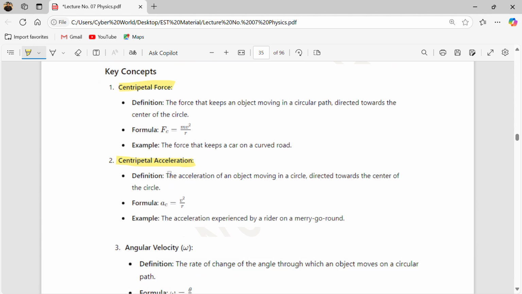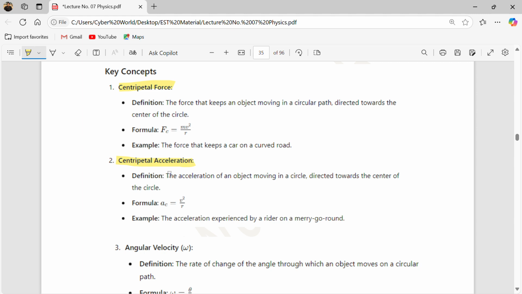Now, what is centrifugal force? Centrifugal force is basically the inverse of the centripetal force. The acceleration of an object moving in a circle is directed towards the center. Centrifugal force is basically the acceleration of an object that moves in a circle, and centripetal force is the force that keeps the body moving in a circle.